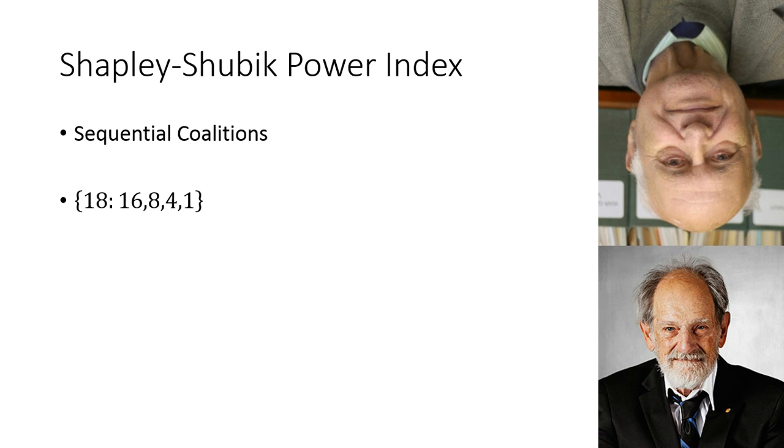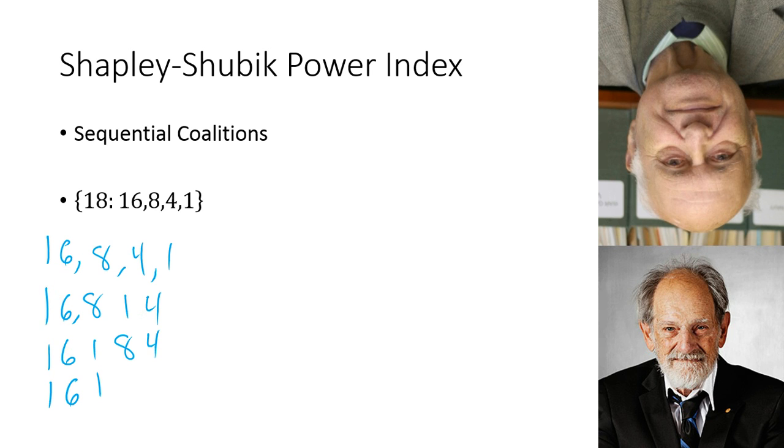Okay, and now what these are: when you write out all the sequences with the given voting, where does the winning vote occur? So if you can think of this, let's say we have 16, 8, 4, 1; 16, 8, 1, 4; 16, 1, 8, 4; 16, 1, 4, 8; 16, 4, 1, 8; 16, 4, 8, 1.